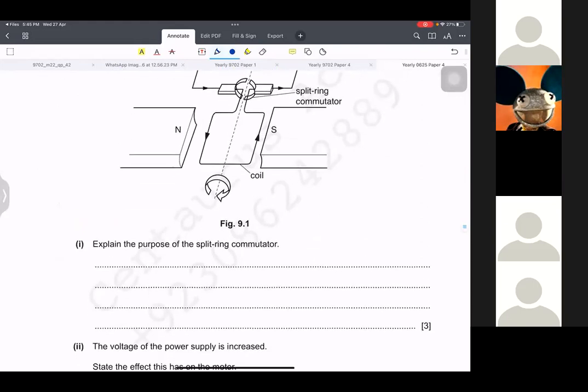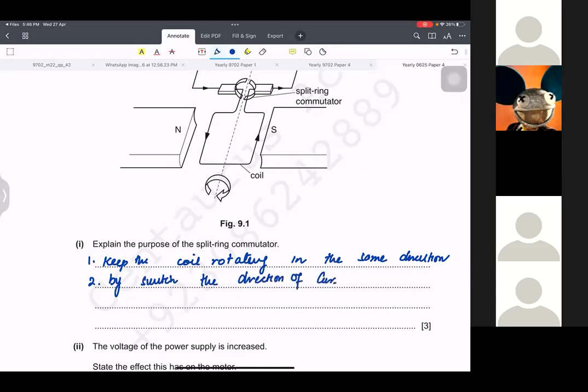Then here we have a DC motor. Explain the purpose of the split ring commutator. So the main purpose is to keep the coil rotating in the same direction, by switching the direction of current after every half turn. So that's what it does. Okay, so that's what you should write.